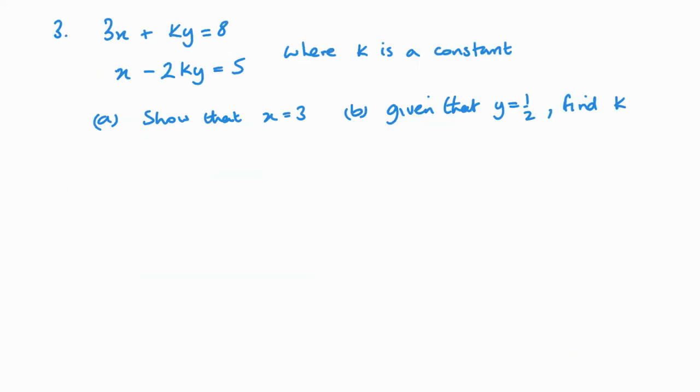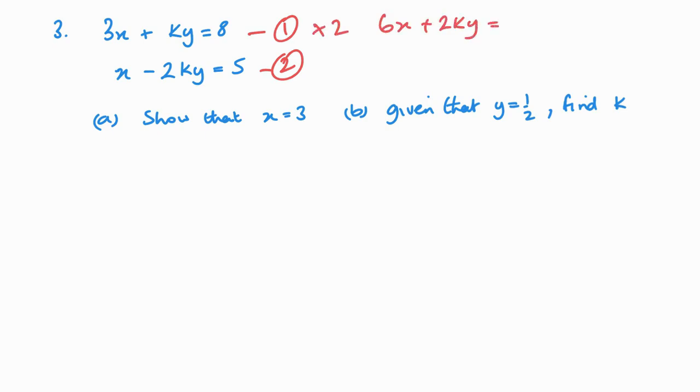Okay, let's have a look at this question. So I'm just going to get a bit of room there. Equation 1, equation 2, this times this one by 2, so 6x plus 2ky equals 16. Now it means that if I add my equations 3 and 2, the 2ky's will cancel. Okay, this is how I can work out part A. So I'm adding equation 2 to equation 3.